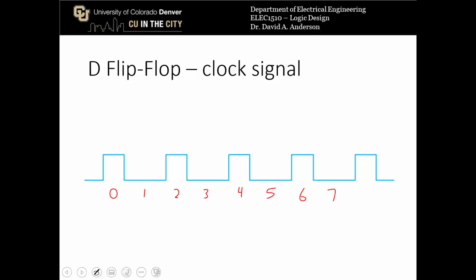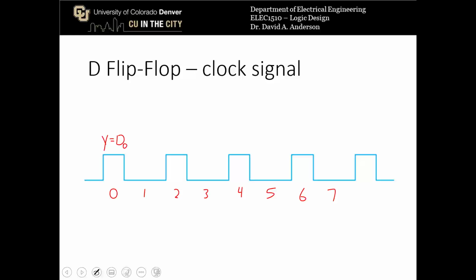At time instance 0, the clock signal is at level 1, which means that the enable input into the Y latch is a 1, meaning that Y is just equal to D, and I'm going to say that Y is equal to D at time 0.